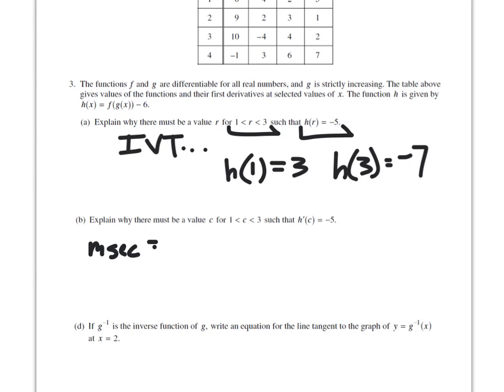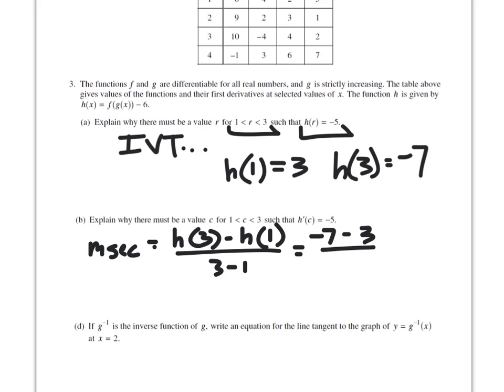If I find the slope of the secant line on that interval, I would be taking h of 3 minus h of 1 over 3 minus 1. Well, h of 3 was negative 7, h of 1 was 3, over 3 minus 1, which is 2, so I see I must have a negative 5 somewhere in that continuous differentiable function. So I got to write my therefore statement.